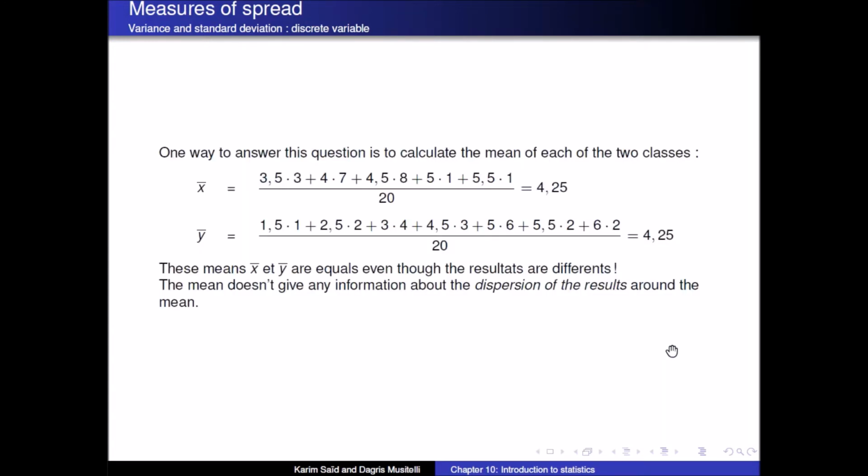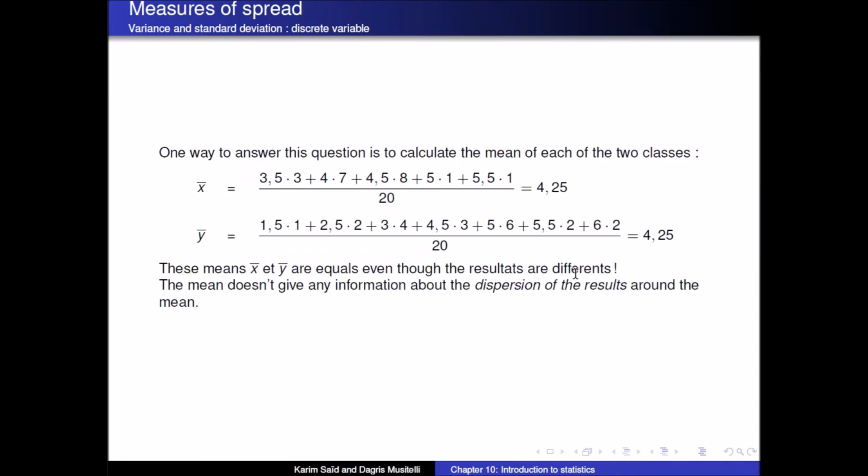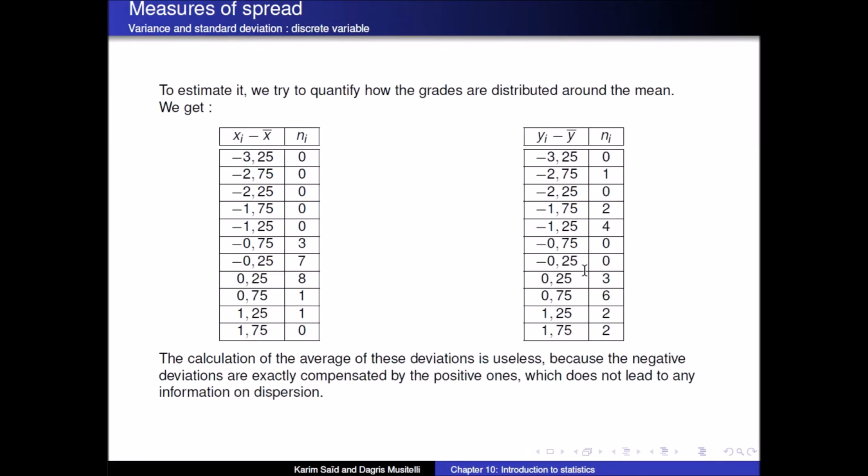Okay, to do so we can compute the mean, for example. If we compute the mean of the first class, it gives 4.25. The mean of the second class gives 4.25, which is actually the same. But we saw the results are very different. How can we quantify this difference? How can we give information about the dispersion of these results?